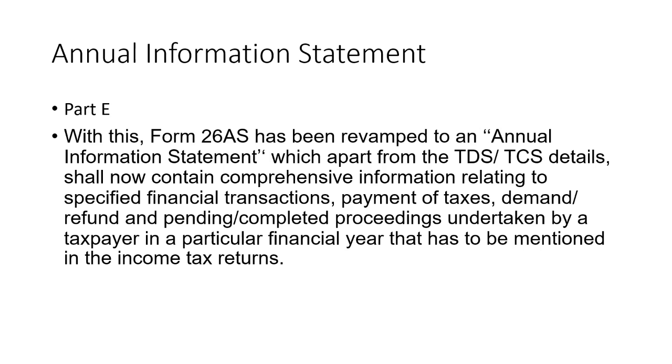The Annual Information Statement, which, apart from the TDS and TCS details, now contains comprehensive information relating to specified transactions, payment of taxes, demands, refunds, pending and completed proceedings of the income tax department undertaken by the taxpayer, filed cases, etc. All the legal proceedings pending will be disclosed in this Part A of the 26AS form. So all these things are mentioned in the income tax returns also.